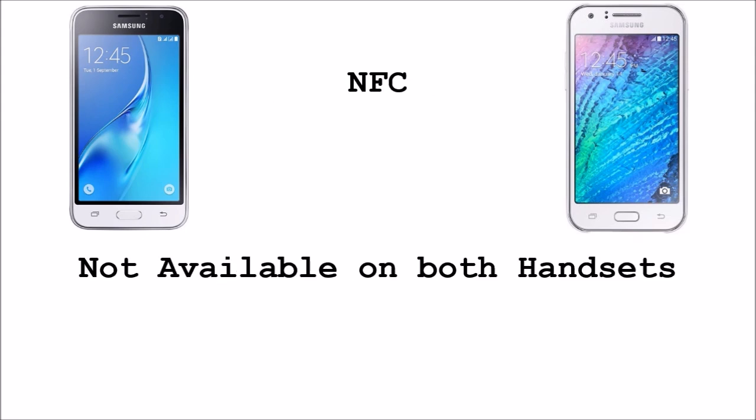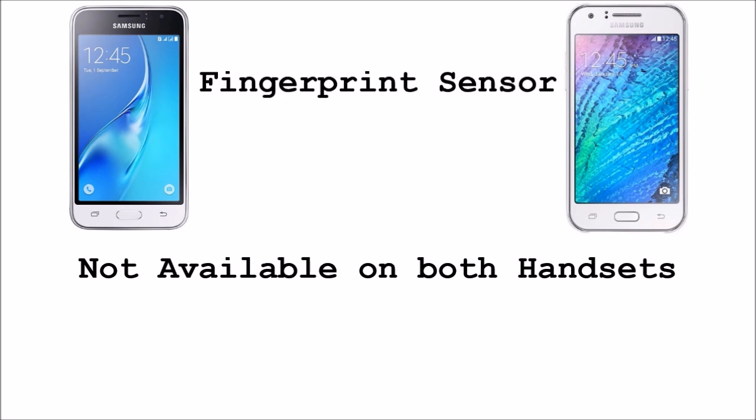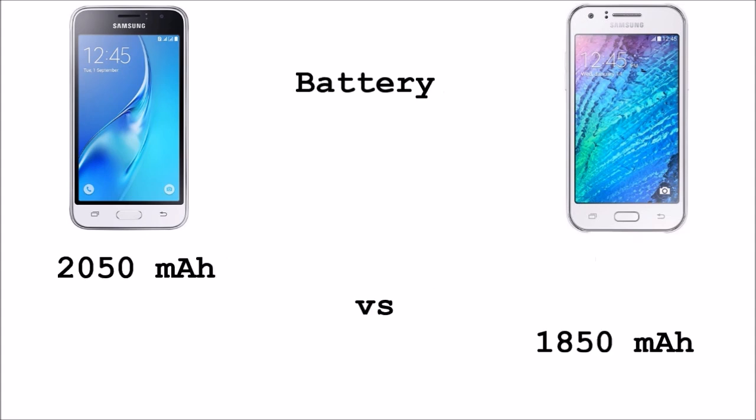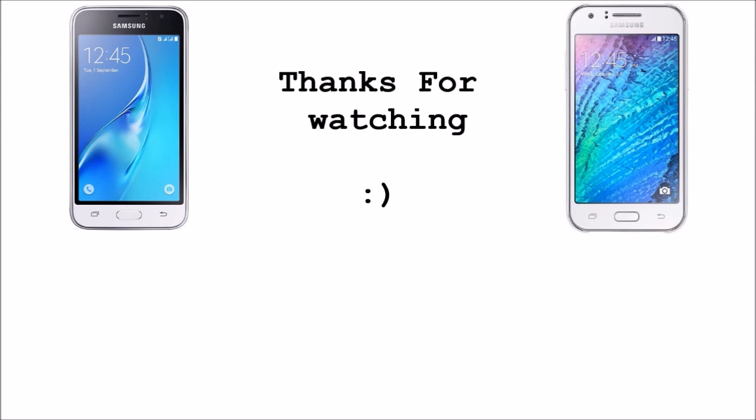As for the NFC, it is not available on both phones, and neither is the fingerprint sensor, which is also not available on both of the phones. And at last for the battery, we have a 2050 mAh battery on J1 2016 versus a 1850 mAh battery on J1 2015. So that's it for the comparison video J1 2016 versus the J1 2015.